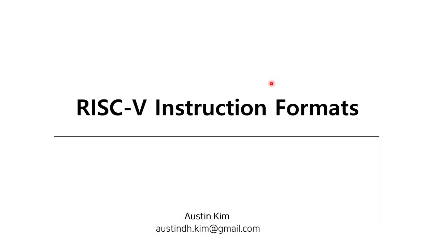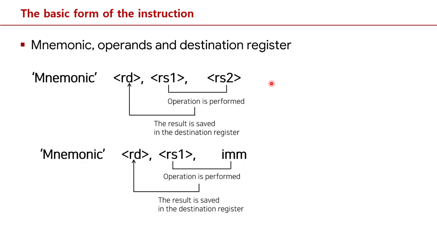So let's dive into the basic form of assembly instruction in RISC-V architecture. An assembly instruction consists of three important components that include mnemonic, operand, and destination register. So here are the components. The first part is mnemonic.